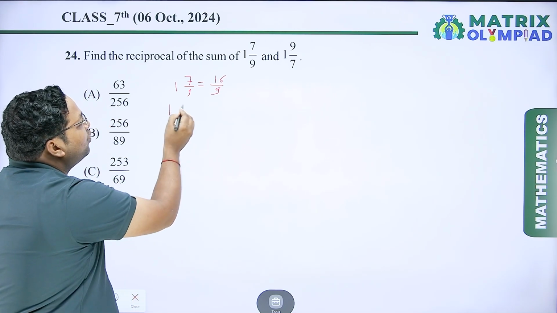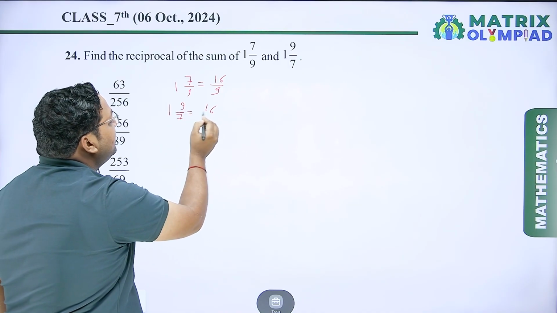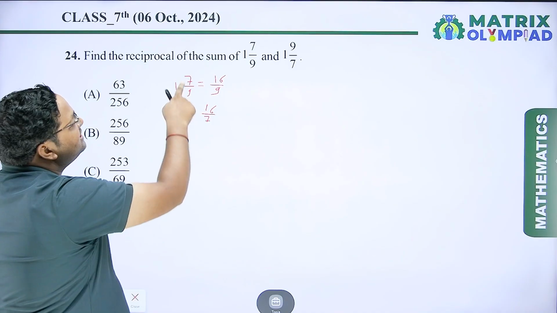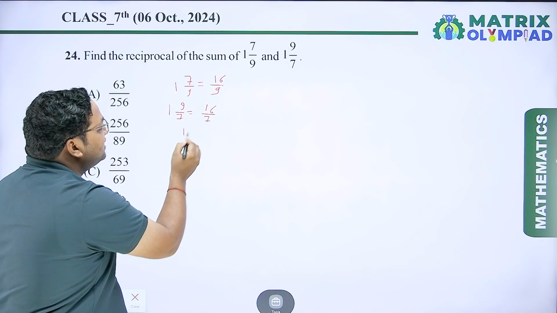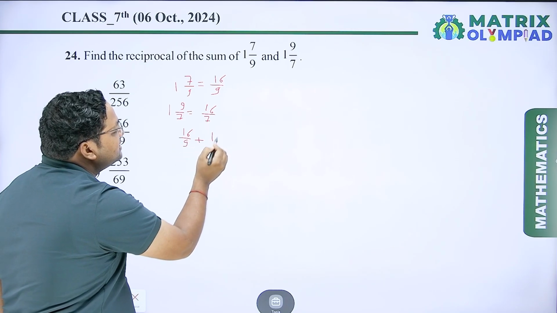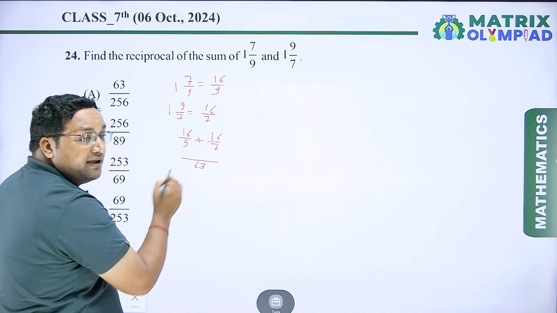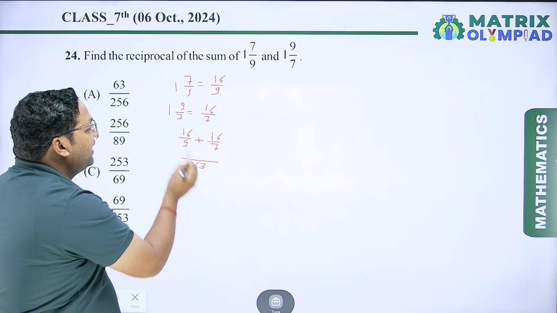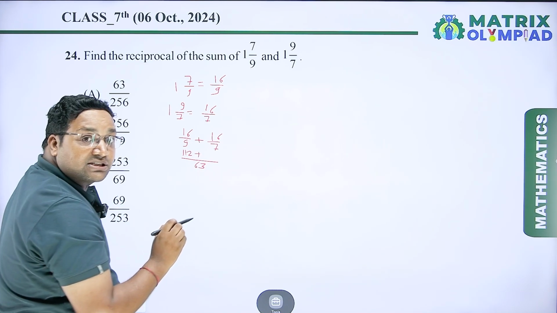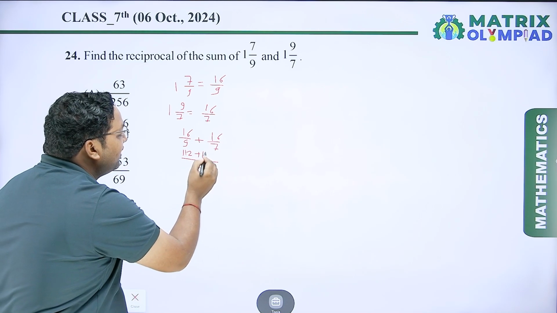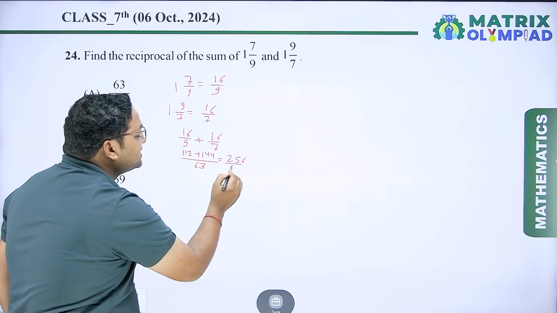Next fraction is 1 and 9 by 7. So it is 7 into 1 is 7, 7 plus 9 is 16. So it is 16 upon 7. Next is the sum of 1 and 7 by 9 and 1 and 9 by 7. So let's add these two fractions. So it is 16 upon 9 plus 16 upon 7. Let's take the LCM. So the LCM is 63. 63 divided by 9 is 7 and 7 into 16 is 112, plus 63 divided by 7 is 9. 9 into 16 is 144. Add these two numbers. So we will get 256 upon 63.